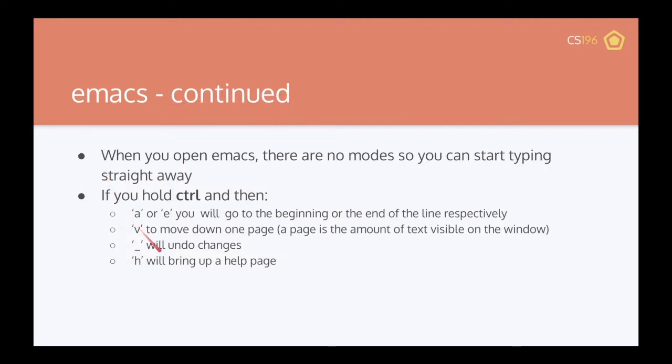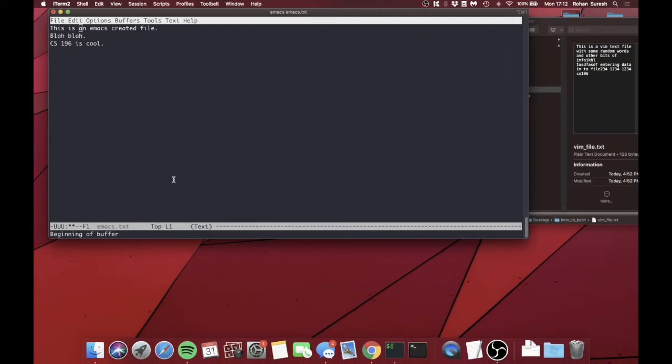If you hold Control and then type A or E, you'll go to the beginning or end of the file respectively. If you type Control V, you'll move down one page. A page is the amount of text visible on the window. So notice here we can only see this much, even though we know there's text below.